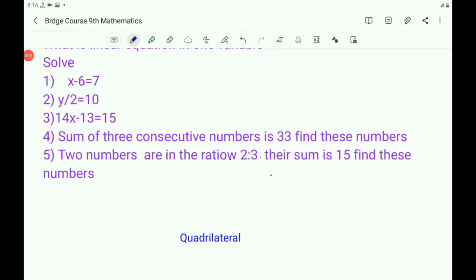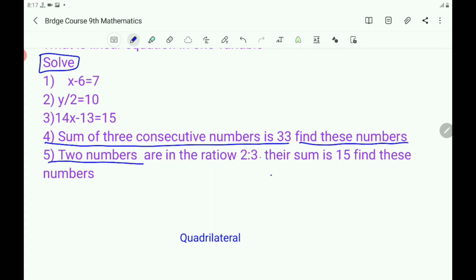Children, I will give you homework. Solve the following questions. First one, x minus 6 equals 7. Second, y by 2 equals 10. Third one, 14x minus 13 equals 5. And fourth one, an application level question: sum of three consecutive numbers is 33. Find these numbers. And fifth question, two numbers are in the ratio 2:3. Their sum is 15. Find these numbers.